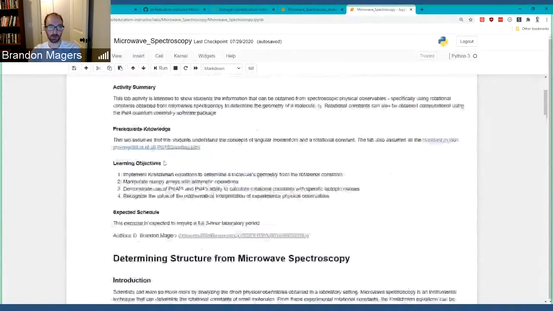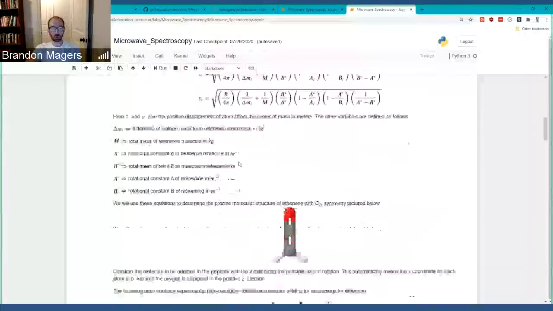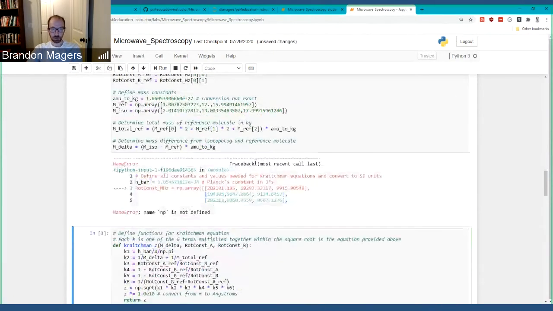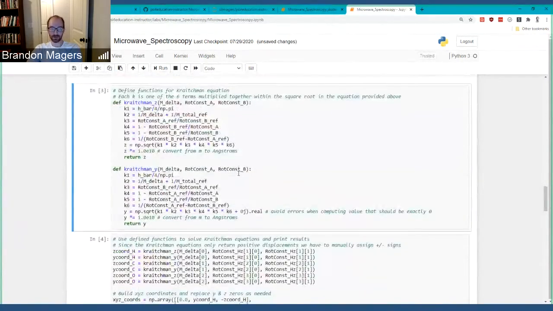So, well, maybe this is the instructor version. That's the student version. The students first have to come through. We define the rotational constants as a Python array, a NumPy array, and define lots of constants to go through. Oh, I'm already getting errors. That's no good. I know it works. I did check it earlier this morning. But then going through and defining these equations.